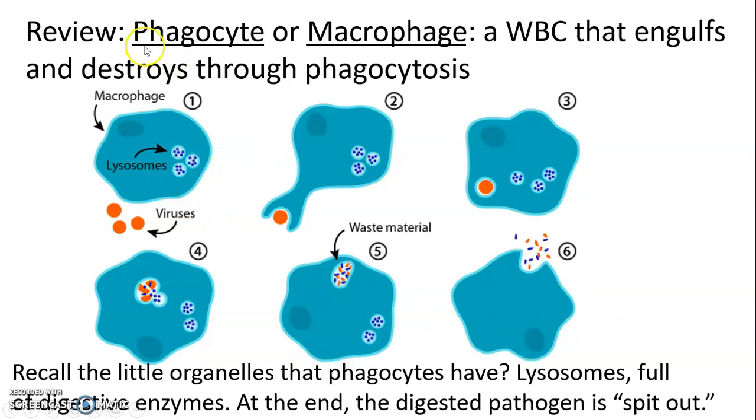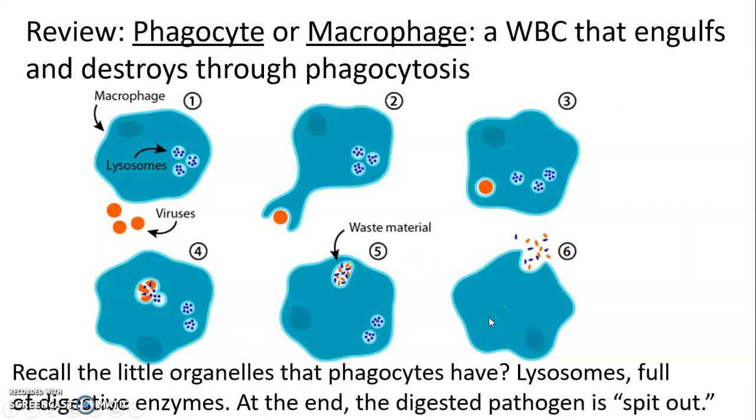Okay. Oh, this was just to review. A phagocyte is a term for both a macrophage or a neutrophil. And this is a picture which shows it, right? This red thing is the pathogen or the virus. These are the lysosomes full of digestive enzymes, etc. They get digested and then spit out. Actually, they don't always get spit out.